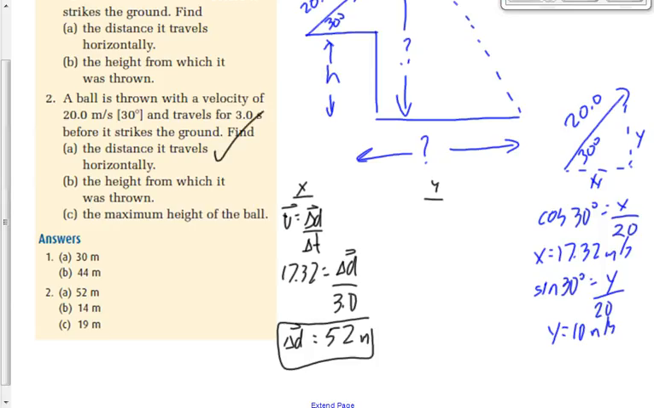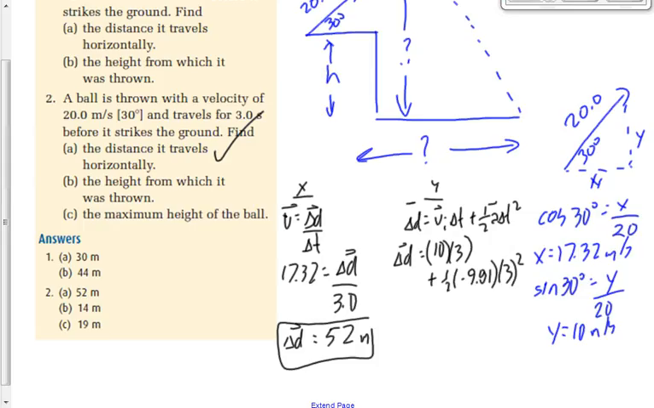The y component, we're going to say D is equal to VIT plus 1/2 AT squared. Delta D is equal to VI, which is 10, times a time of 3, plus 1/2 times negative 9.81 times 3 squared. Do the math there. Be careful. This is positive, but this term is negative. So it's 30 minus something. End up doing the math there. Works out to be 14 meters. B is done. Sure, that should be negative 14 meters, right?